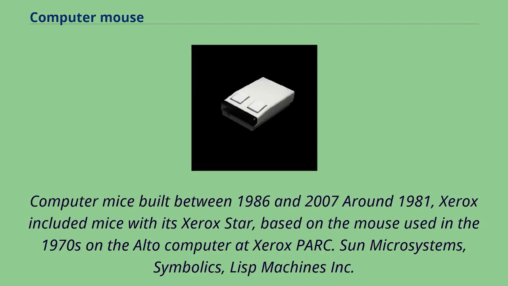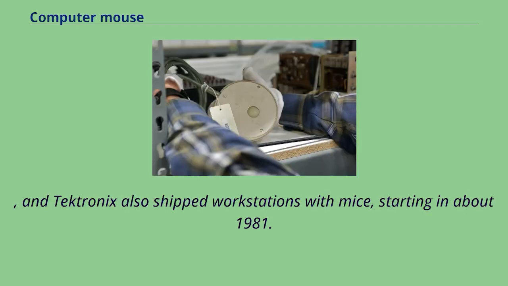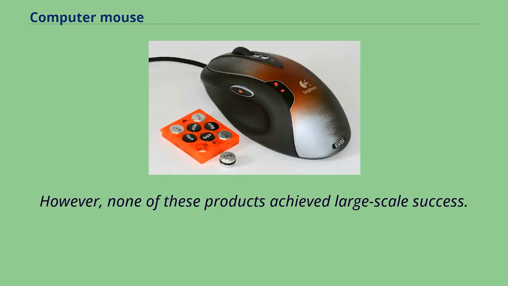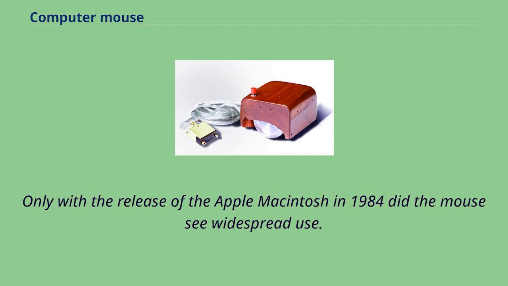Computer mice built between 1986 and 2007. Around 1981, Xerox included mice with its Xerox Star, based on the mouse used in the 1970s on the Alto computer at Xerox PARC. Sun Microsystems, Symbolics, Lisp Machines Incorporated, and Tektronix also shipped workstations with mice, starting in about 1981. Later, inspired by the Star, Apple Computer released the Apple Lisa, which also used a mouse. However, none of these products achieved large-scale success. Only with the release of the Apple Macintosh in 1984 did the mouse see widespread use.